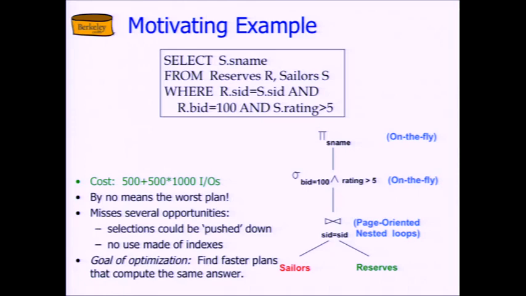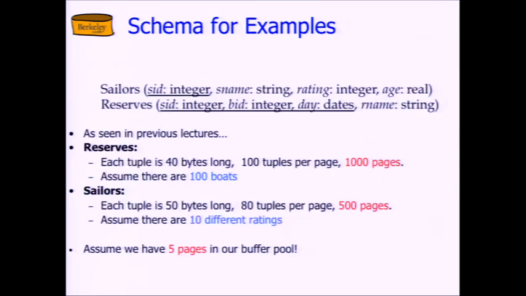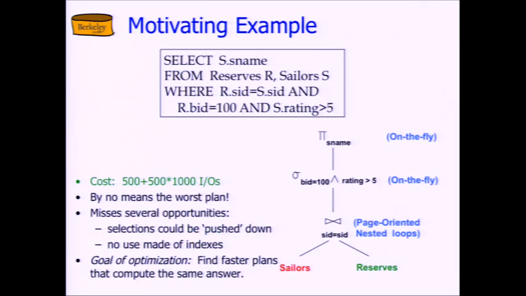So the chunk size is 1 page. All right, and what are we going to do here? We're going to read in sailors. So that's a cost of 500 IOs, right? Because if you remember correctly, the sailors relation had 500 pages in it. And for each page of sailors, we're going to scan reserves, because page-oriented nested loop join. So it's 500 times 1,000. That's the cost.